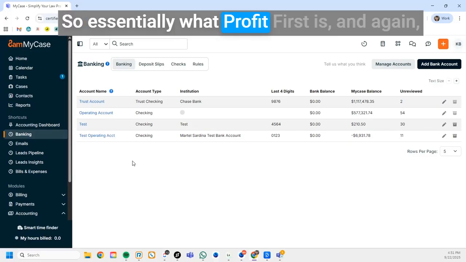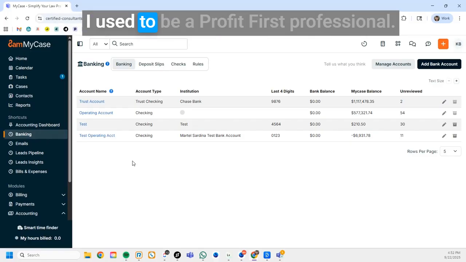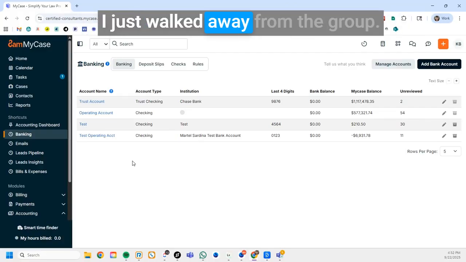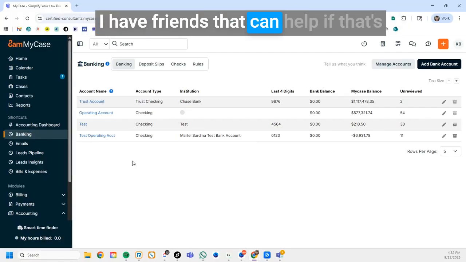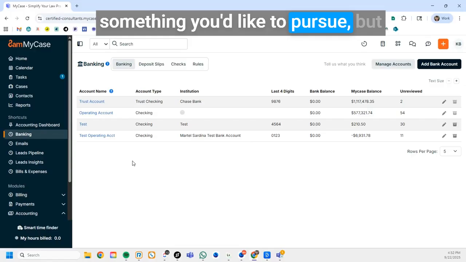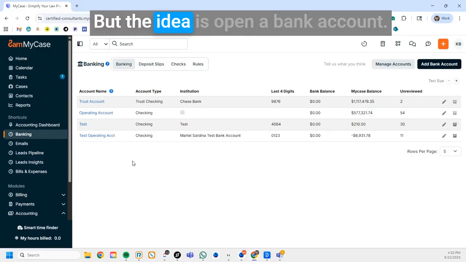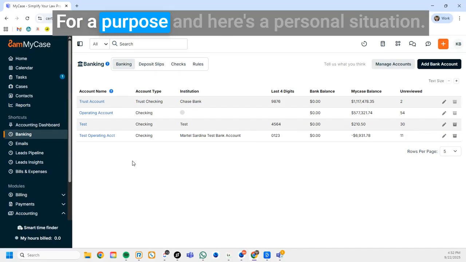So essentially what Profit First is, and again, I used to be a Profit First professional. I still completely support the method. I just walked away from the group. I have friends that can help if that's something you'd like to pursue, but you can easily read the book as well. But the idea is open a bank account for a purpose.